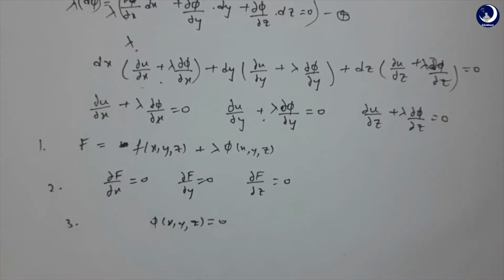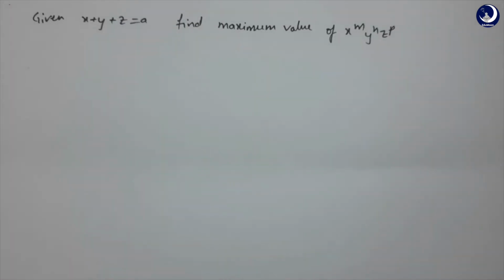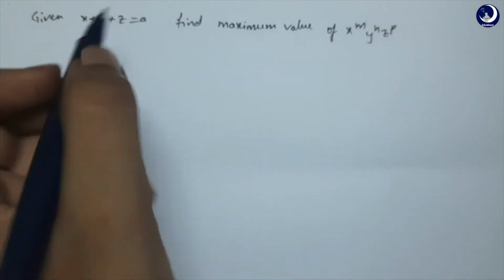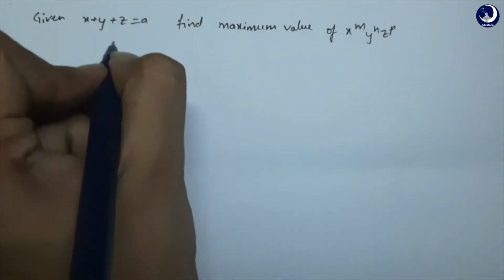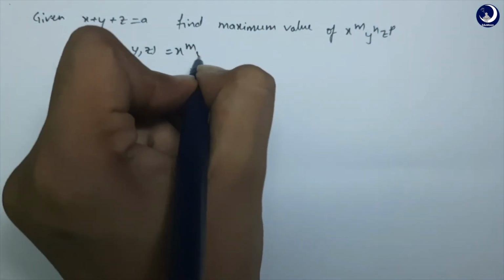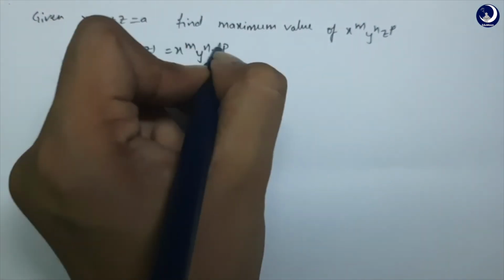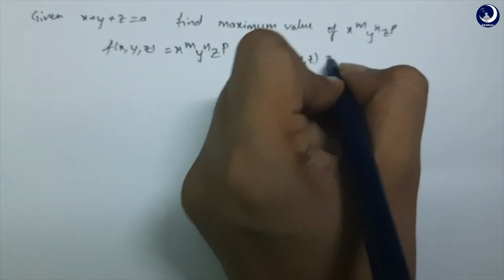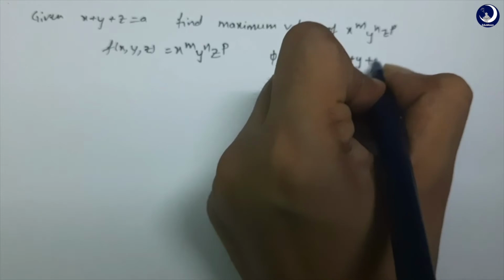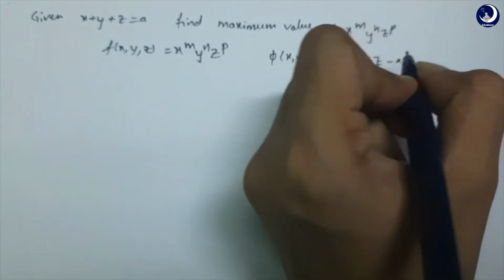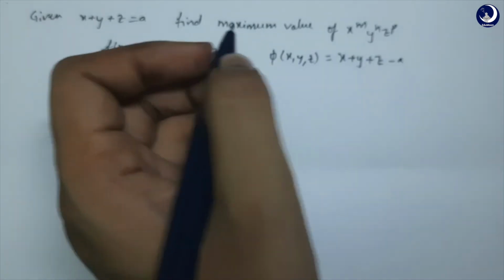So let's do a problem. So this is our given problem. We are supposed to find out the maximum value of this function, and this is our given constraint. That means f of x comma y comma z would be x^m y^n z^p, and our phi of x comma y comma z would be x plus y plus z, and we're going to send the a over there because our function phi should be equal to 0.